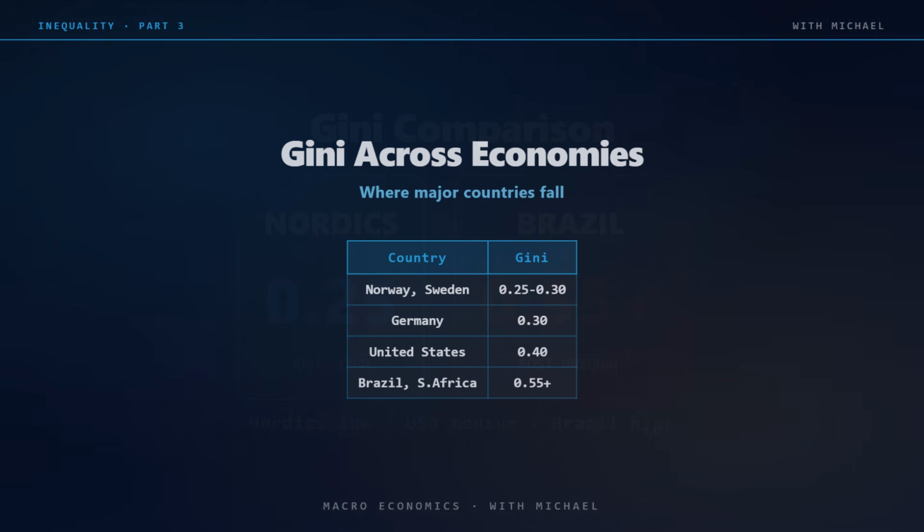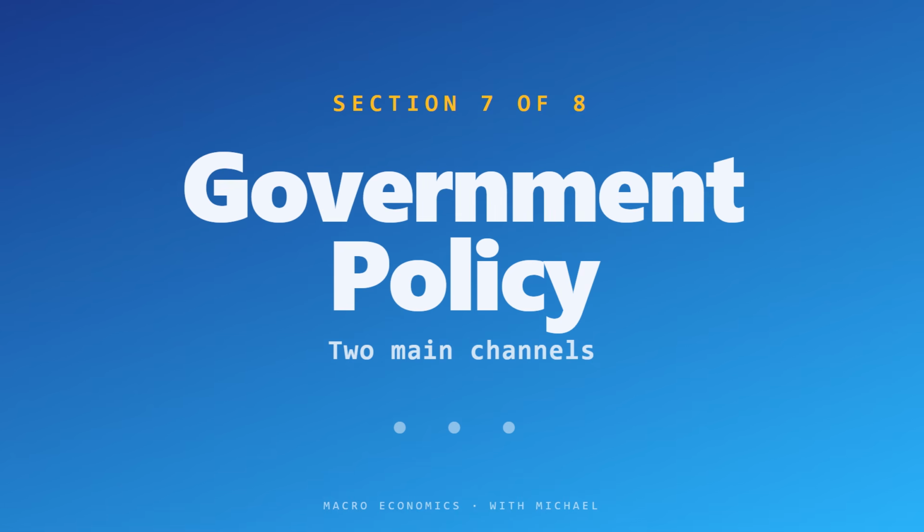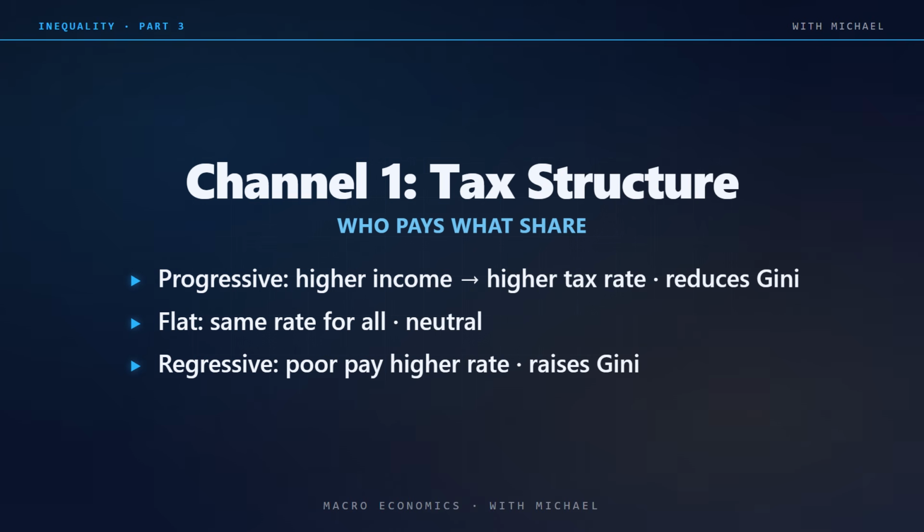Section 7. Government policy. How can the government affect inequality? Through two main channels. First, the tax system. A progressive tax structure, where higher earners pay a higher percentage of their income, reduces inequality after tax compared to before tax. A flat tax, where everyone pays the same percentage, leaves inequality roughly unchanged. A regressive tax, where lower earners pay a higher percentage, increases inequality.